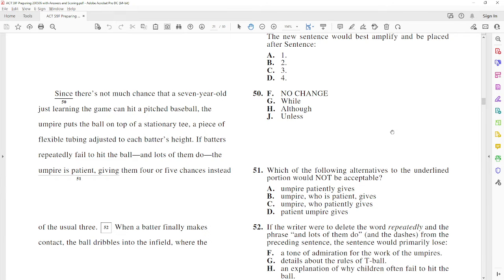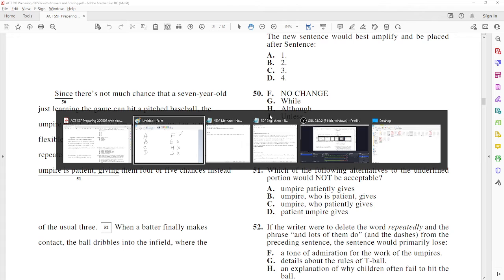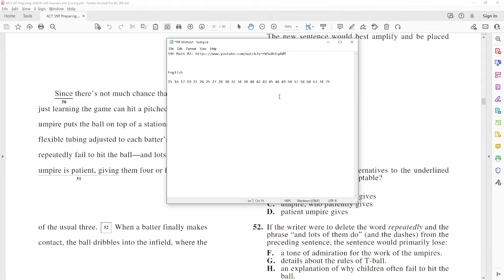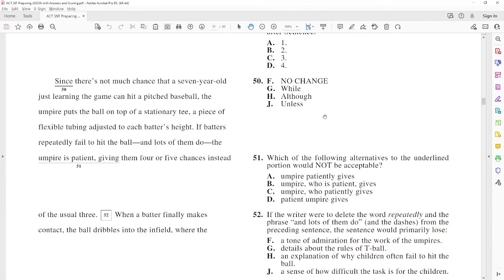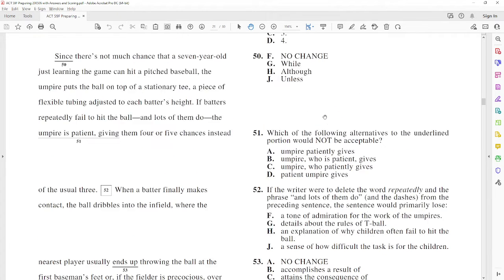This is cause and effect. There not being much chance that a 7-year-old just learning the game can hit a ball, that causes the umpire to put the ball on top of a stationary tee. It's the reason the umpire has to do that. All right, we're doing 49 to 54. So that one is F for 50.